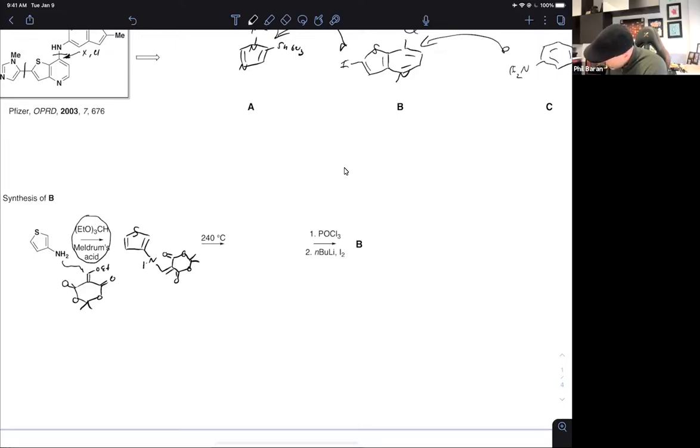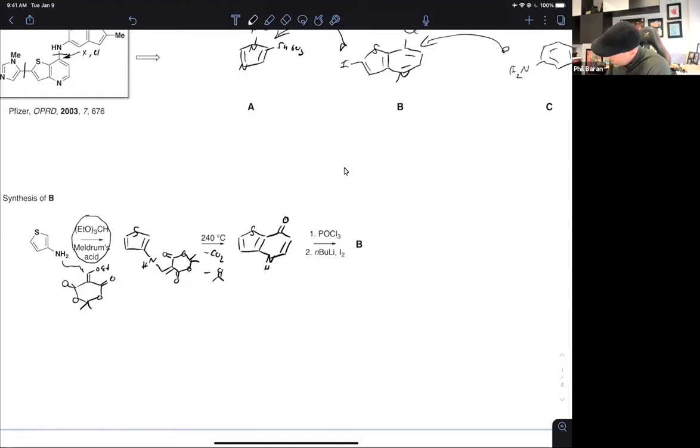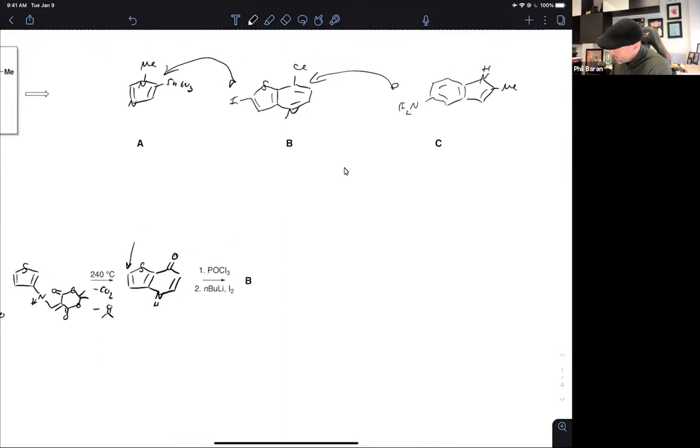And then we're gonna heat that thing up to 240 degrees and the resulting product might be what? Well, we paint our thiophene. So I guess it's gonna decarboxylate and then the thiophene can attack from its C2 position to form the core of intermediate B after we treat it with POCl3. So POCl3 is gonna take this and turn it into the chloropyridine. And then BuLi is going to deprotonate right here and quench with iodine, and we get out our desired iodo product. Brilliant. Why did the lithiation go there? Stay tuned. We'll talk about it in just a minute.